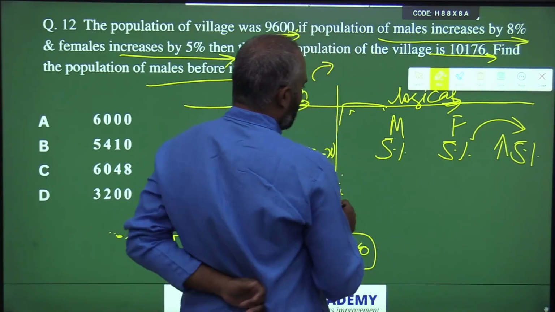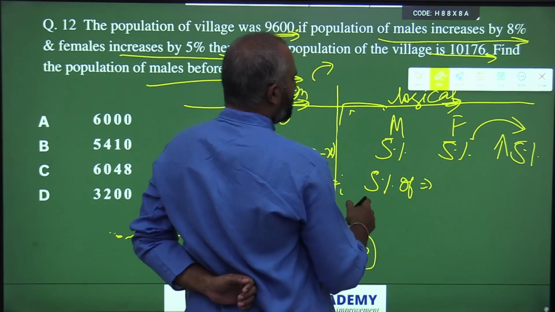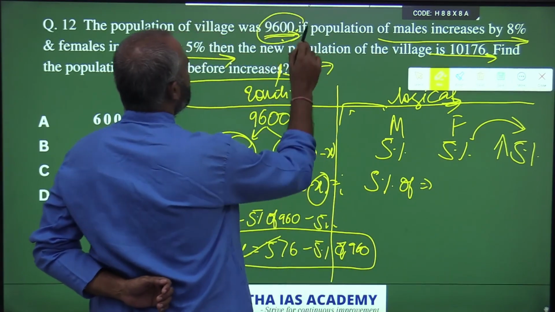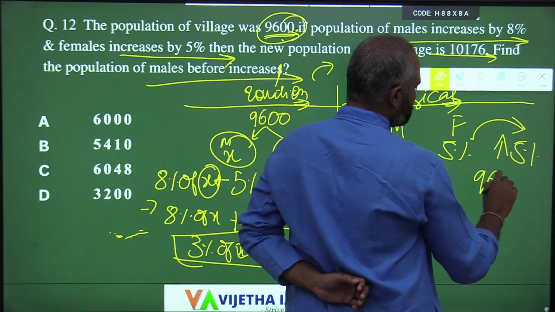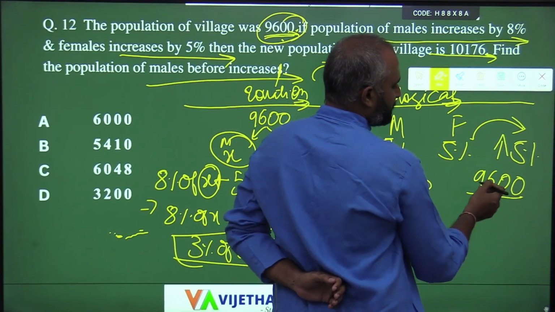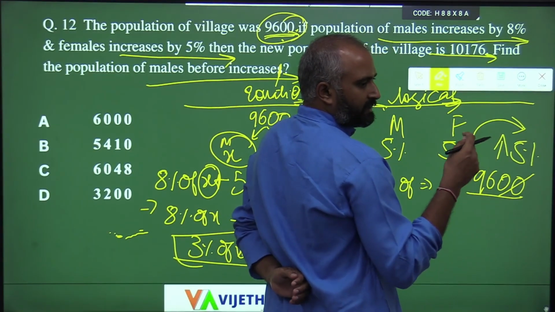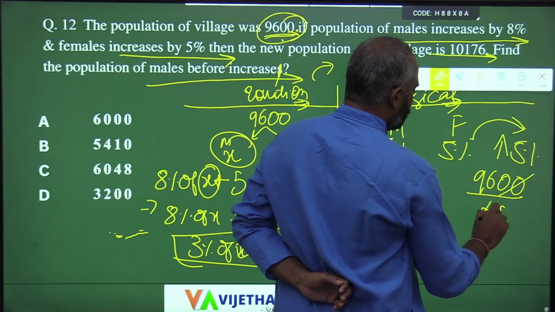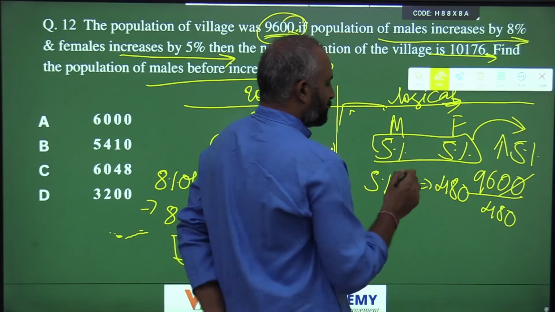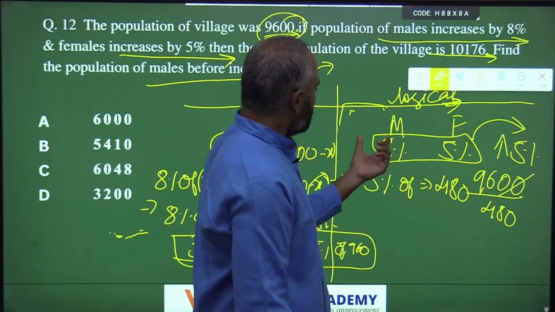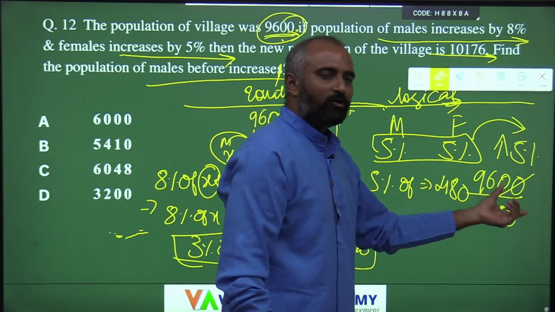Now, if there was a 5% increase, what would have been the increase? 5% of 9,600. The easy way to solve is find out 10%. 9,600 is 100%. So 960 is 10%. 5% is 10% by 2. So 960 by 2, it is 480. So if there was 5% increase, and this you need to do mentally, the total population would have increased by 480 only.